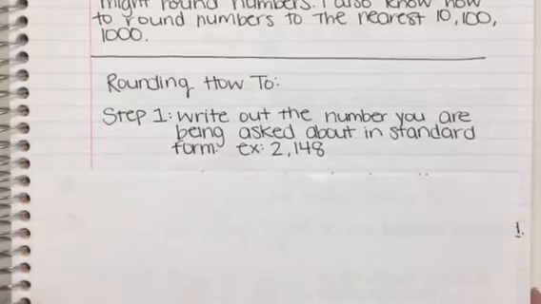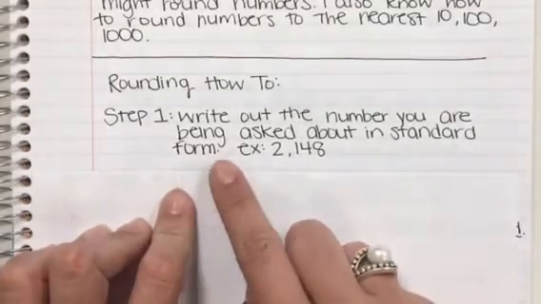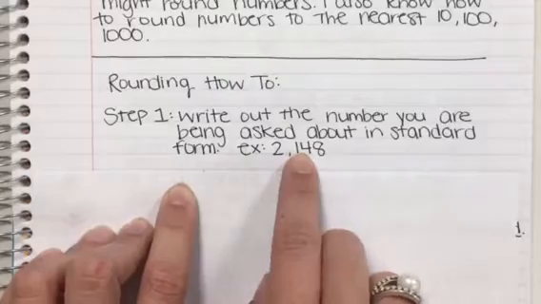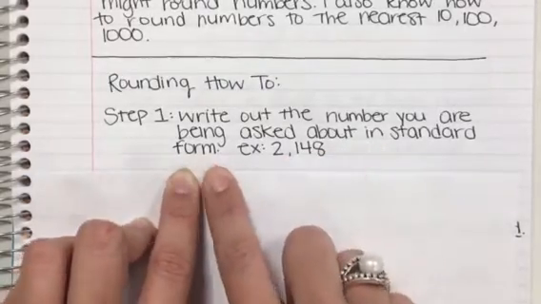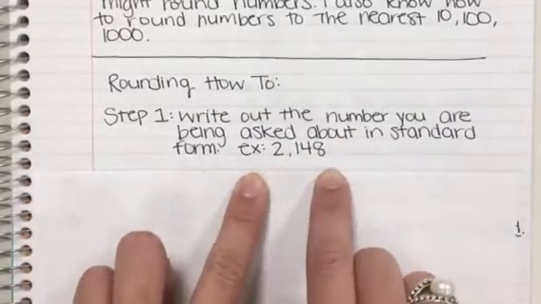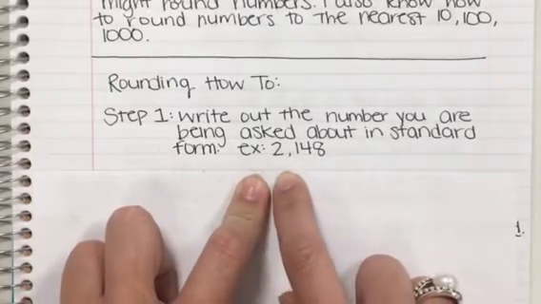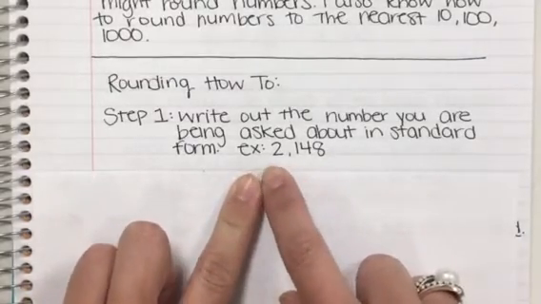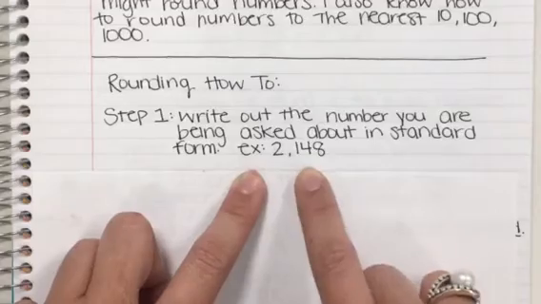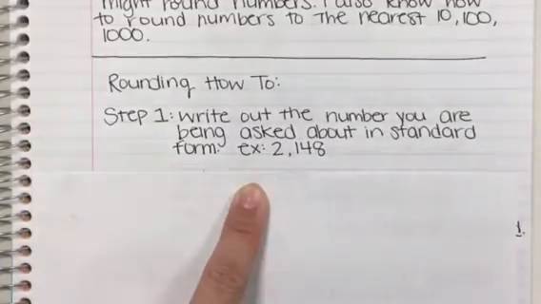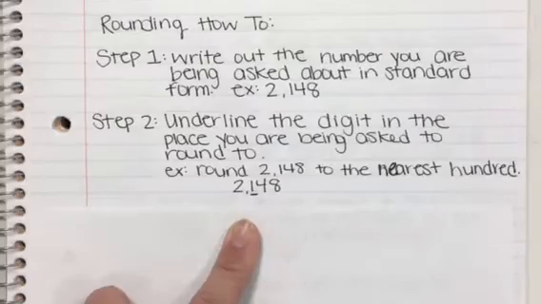So the first step of rounding how-to is to write out the number you are being asked about in standard form. Remember, standard form is just written how the number should be written, using commas in the right places. So our example is 2,148. Pause your video, press play when you're ready to begin again.